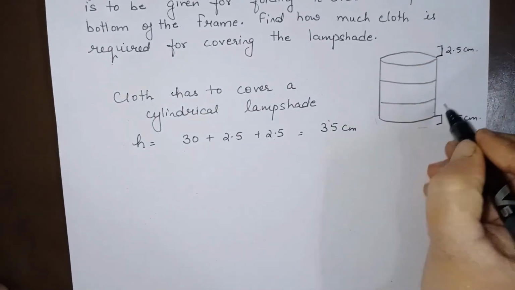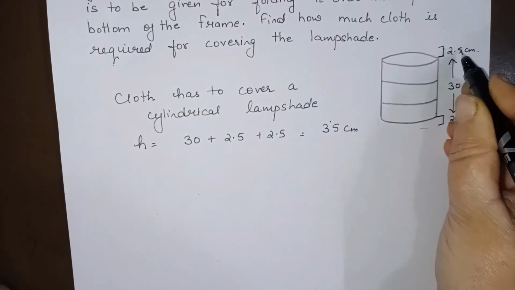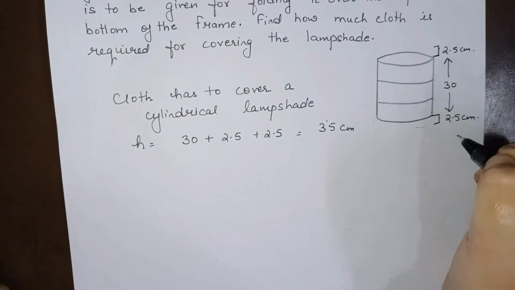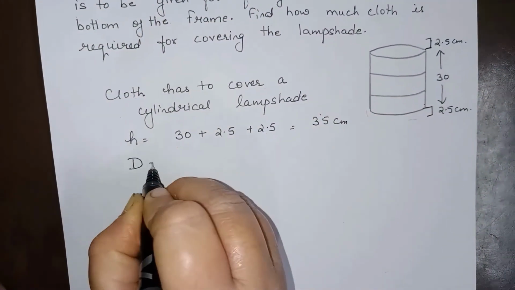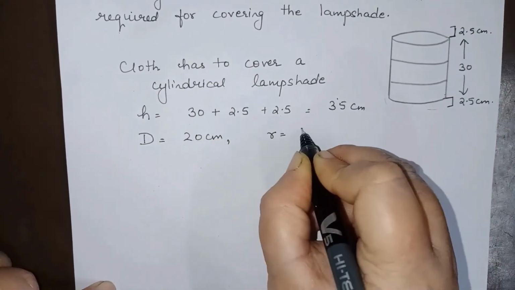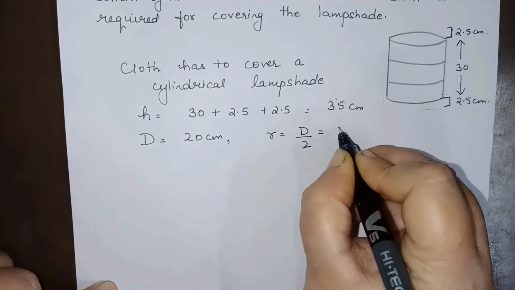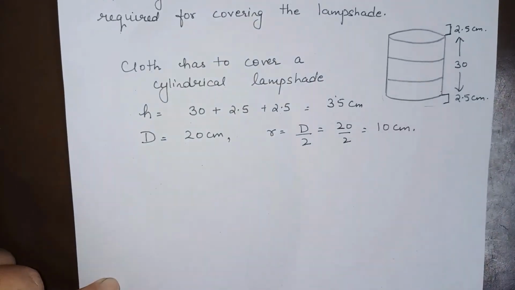See, total height was 30 and now the height will become 2.5 extra is given at the top and 2.5 at the bottom, and diameter is given to be 20 centimeter. Therefore radius will be equal to diameter by 2, 20 by 2, that is 10 centimeter.